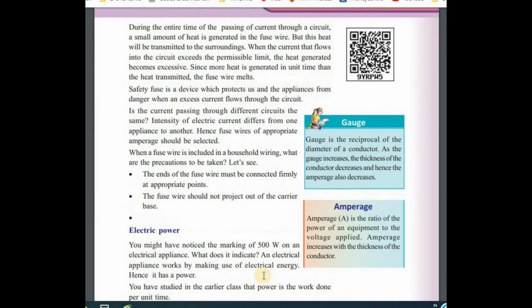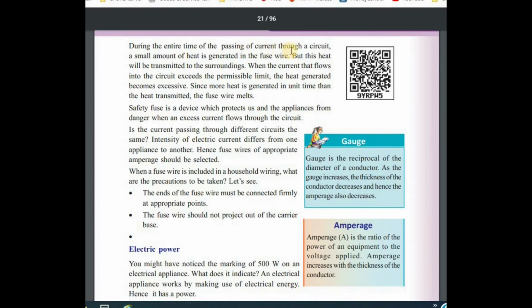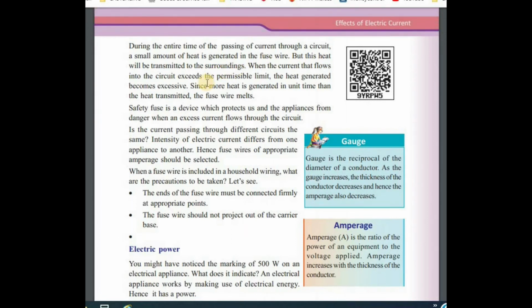During the entire time of the passing of current through a circuit, a small amount of heat is always generated in the fuse wire. But this heat will be transmitted out to the surroundings.